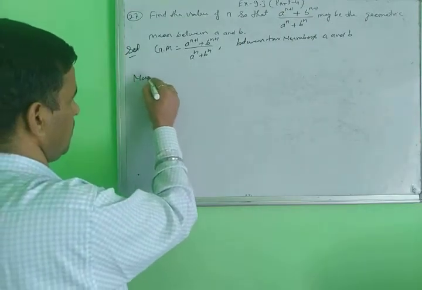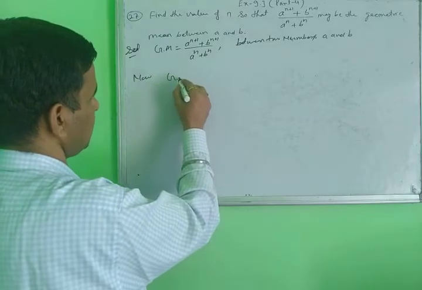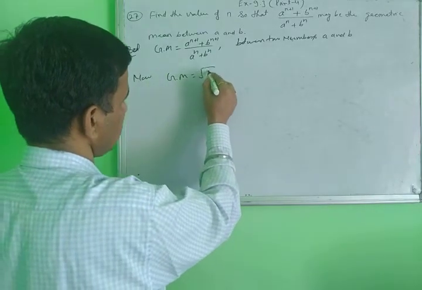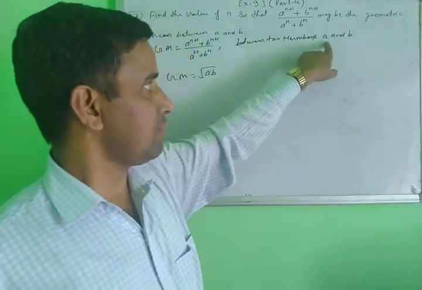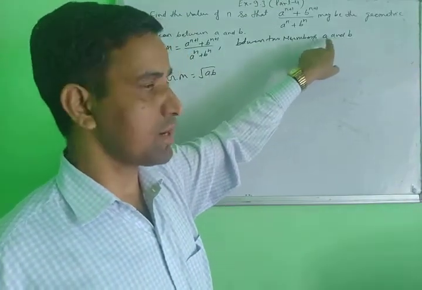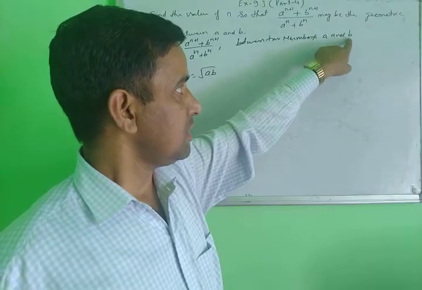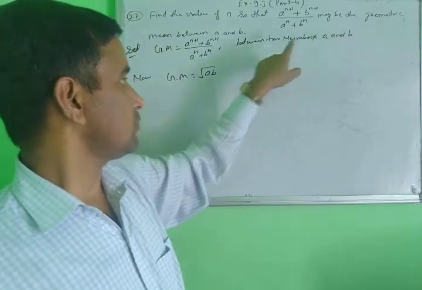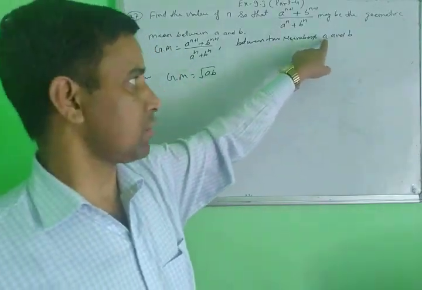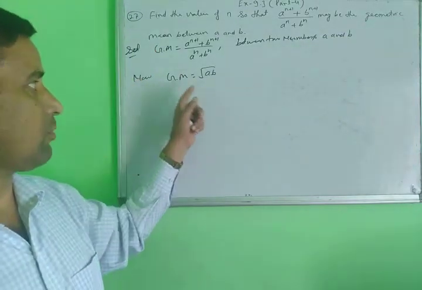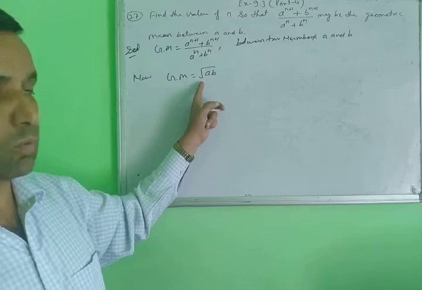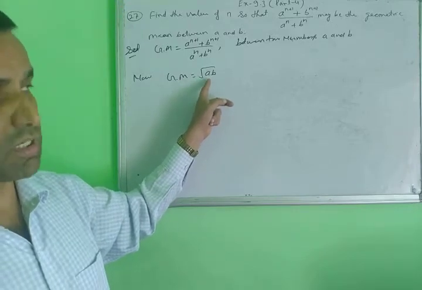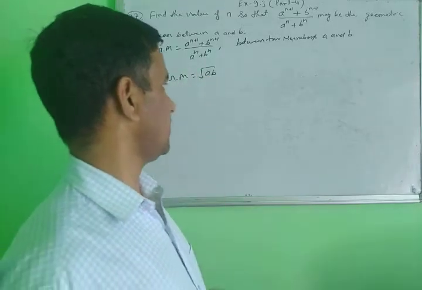Now, the geometrical mean is equal to root ab. It means the square root of the product of the two numbers. What is the formula of the geometrical mean? Geometrical mean equals the square root of the product of both numbers. So this is the identity of the geometrical mean.